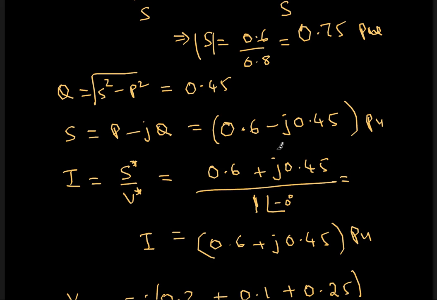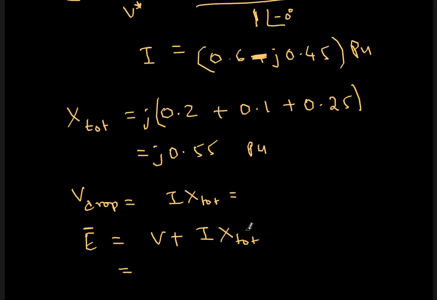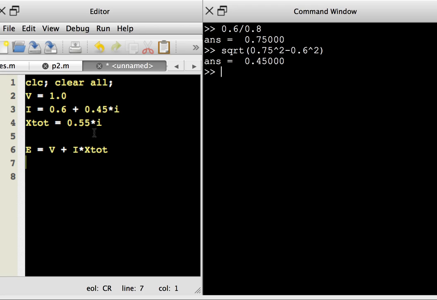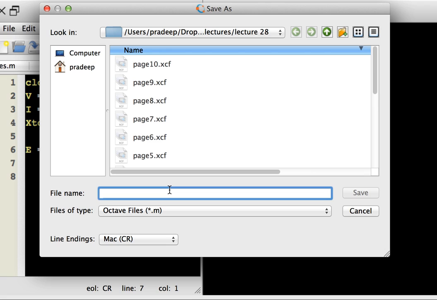I'm sorry, it looks like I made a mistake. This should be minus in the current, and so in my code also it will be minus. The current should be lagging. If the current is leading, then the power factor will be positive. Anyway, let me execute this and store it.